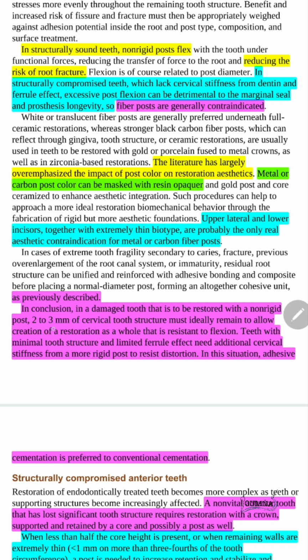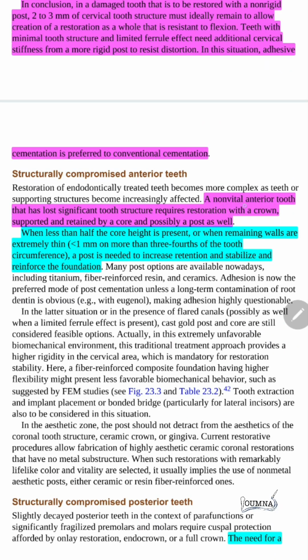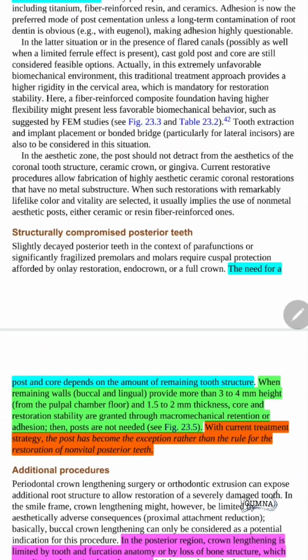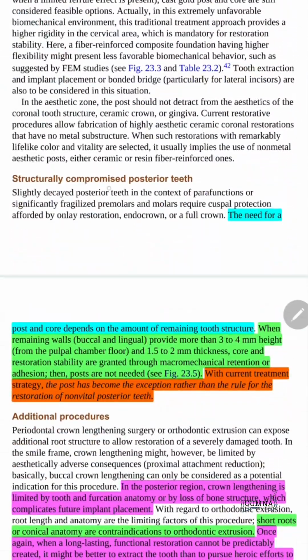2 to 3 millimeters of cervical tooth structure must be present in order to use a fiber post. A non-vital anterior tooth that has lost significant tooth structure requires restoration with a crown supported with a core and post, where the walls are thin. But this is for the anterior teeth.